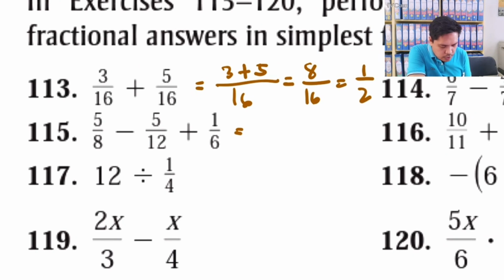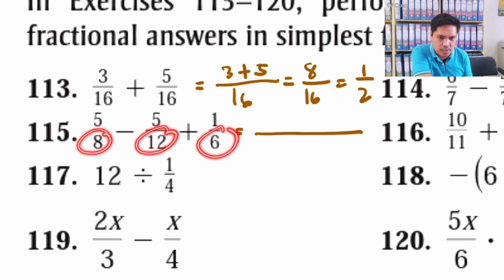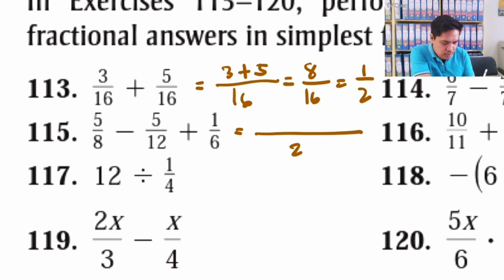If you notice, we have different denominators. We have 8, 12, and 6. So what we are going to do here is get the least common denominator. What is the smallest number that is divisible by 8, by 12, and by 6? So that number could be 24. Tama ba? Check natin.